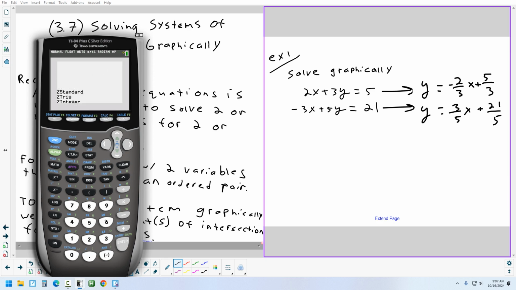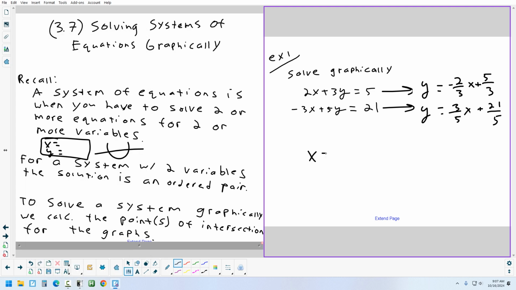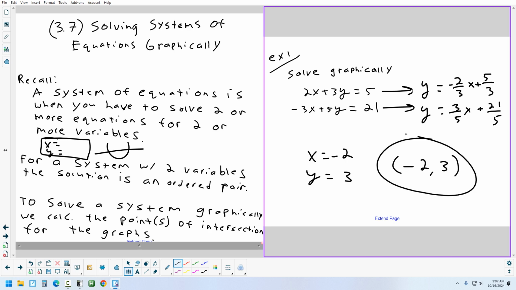I'm going to do zoom 6. I'll definitely be able to see both my y-intercepts because they don't go above 10. And then to see where they cross, second calc intersect. It doesn't matter where I put the guess because they only cross one time. So the intersection point is negative 2, positive 3. There's one way you can write it, or that way. Same thing.